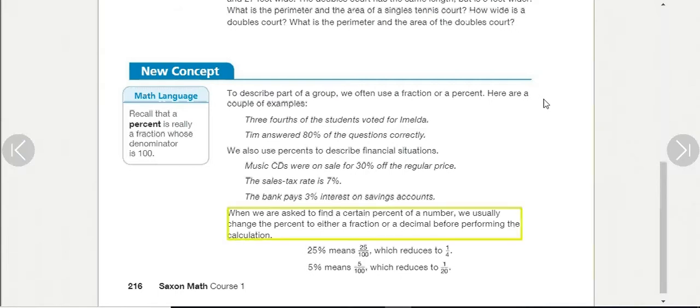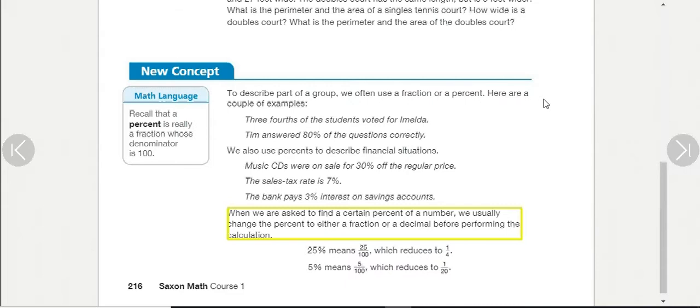When we're asked to find a certain percent of a number, we usually change the percent to either a fraction or a decimal before performing the calculation. At some point, maybe you'll learn another way to do this, but if we need to get the percent of a number, let's turn it into a fraction or decimal and then find what that is as a percent.